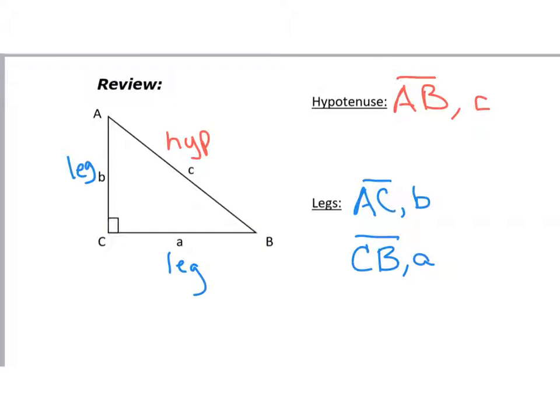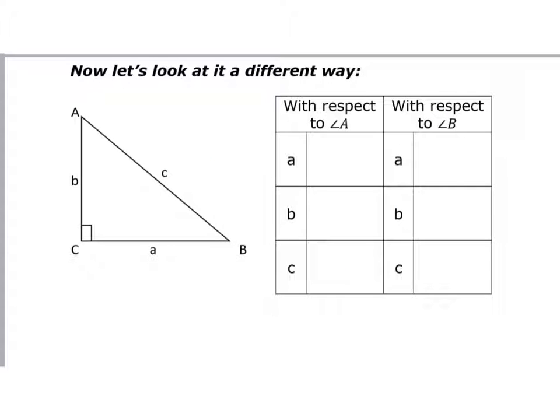So we're going to look at our triangle a little bit differently. We're going to look at them with respect to the acute angles. For example, we could be standing at angle A. You can draw yourself there.